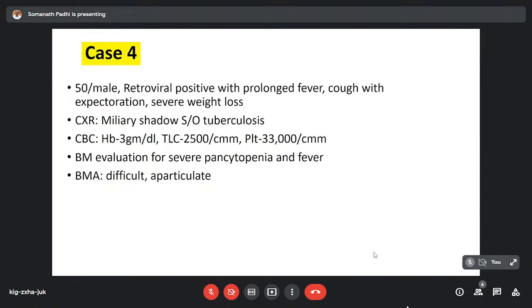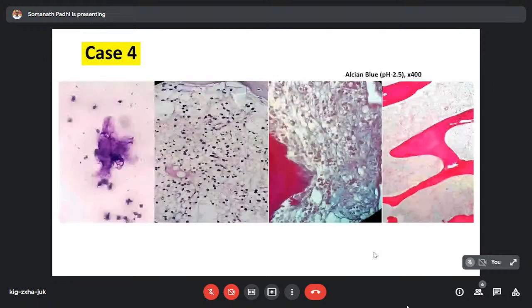However, the bone marrow aspirate was very difficult and aparticulate. So when we did this bone marrow aspirate, it was difficult and aparticulate. This was the bone marrow aspirate, which was very scant, fluid-like. There was absolutely nothing, only a few areas of amorphous granular, magenta-colored matrix present here and there. There were no hematopoietic elements, and no evidence suggestive of any focal lesions.